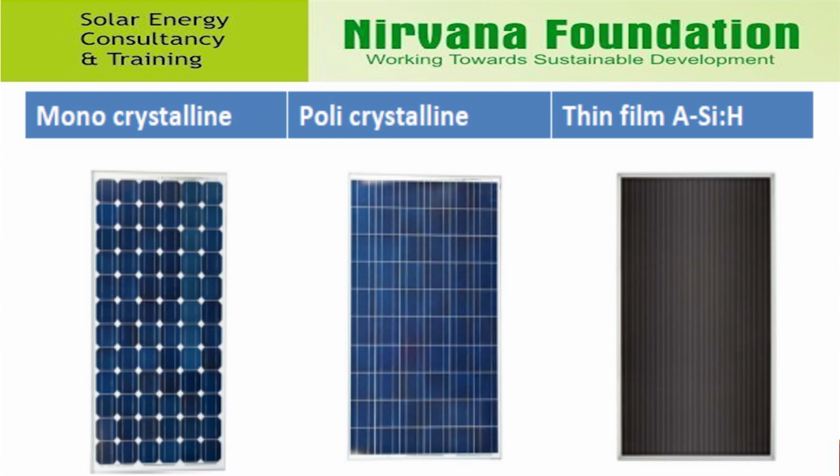Thin film. A thin film solar panel is made of thin films of semiconductors deposited on glass, plastic, or metal. The films are incredibly thin, often 20 times thinner than crystalline silicon wafers. This makes thin film solar panels flexible and lightweight.